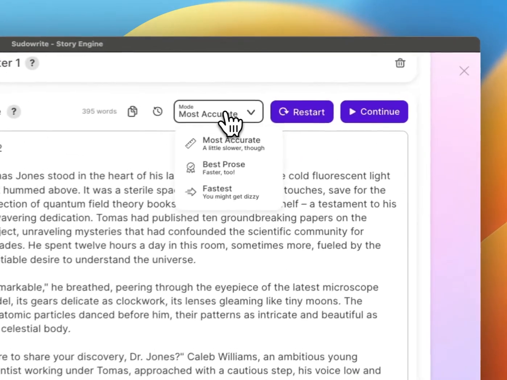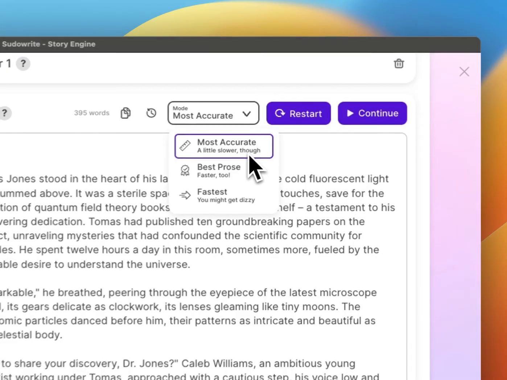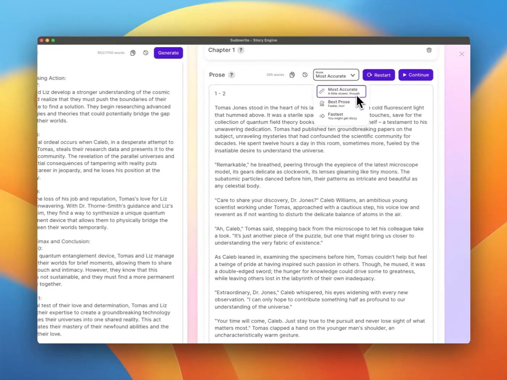We also have 3 different models. We have a most accurate one, which is by default, but it's a little slower. We also have the best prose. This model is good at generating highly lush prose that people would find pleasing to read. And we also have the fastest. This is if you really want to flesh out a scene quickly and see how it goes.